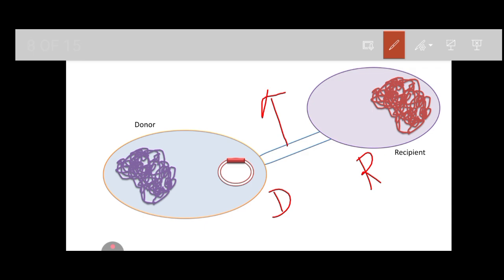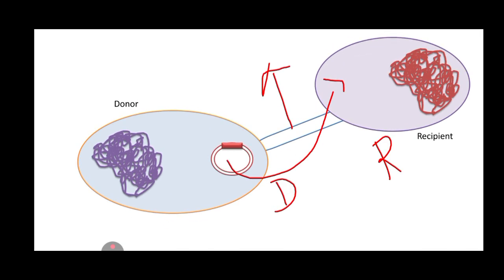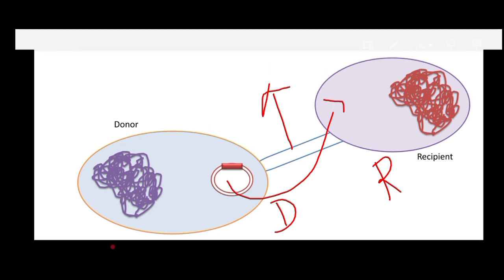After this mating bridge is established between the donor and recipient, another important event called transfer of genetic material occurs, because this plasmid has to be transferred to the recipient. The complete copy has to be transferred, and this transfer is probably through the conjugation canal. And how this actually happens, let me explain in the next slide.